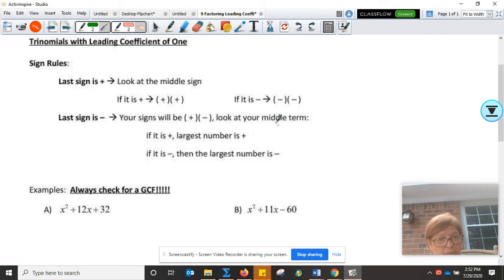Look at your middle term. If it's positive, then your largest number is positive. If it's negative, then your largest number is negative. Now, just remember, as you're doing this, I'm going to be referring back to it because it may be a little overwhelming right now. So let's do this.